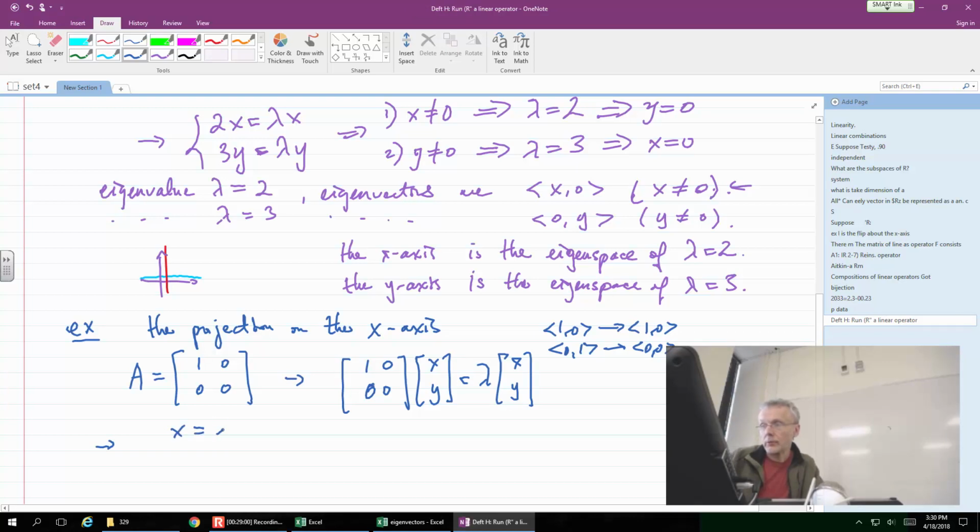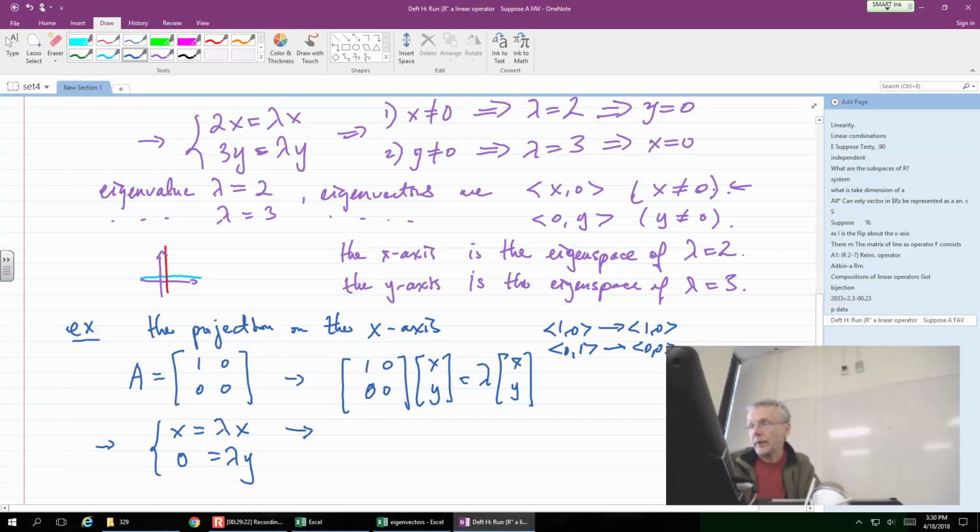x is equal to lambda x. First equation, just like before. But the second equation is very simple because you end up with 0. So 0 is equal to lambda y. That is my system of linear equations. So once again, we are in the same place as before with the first equation.